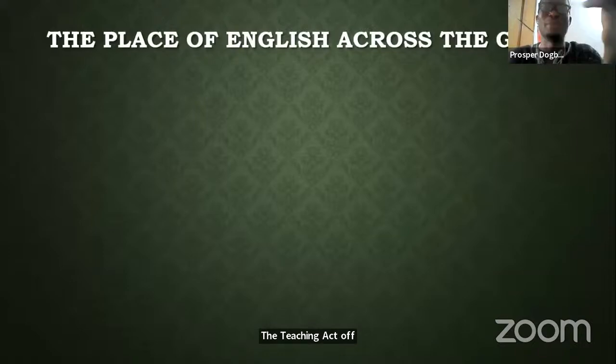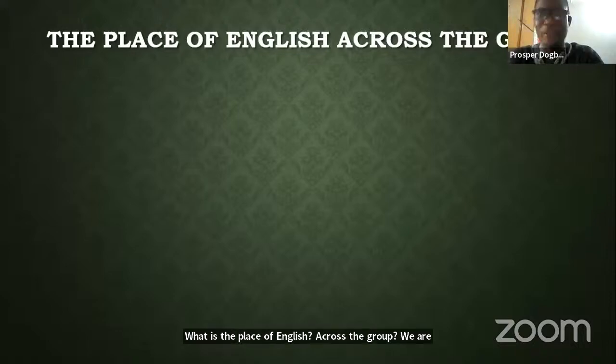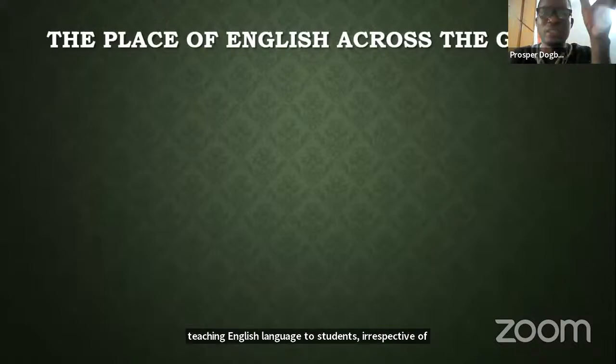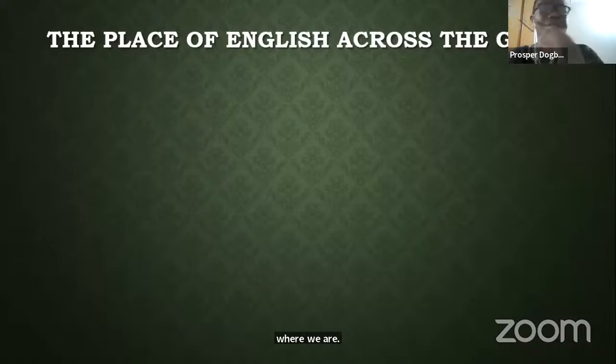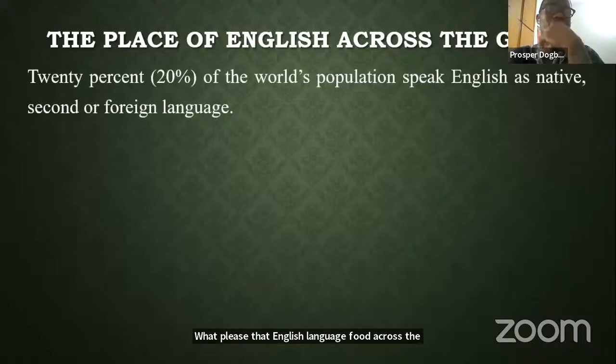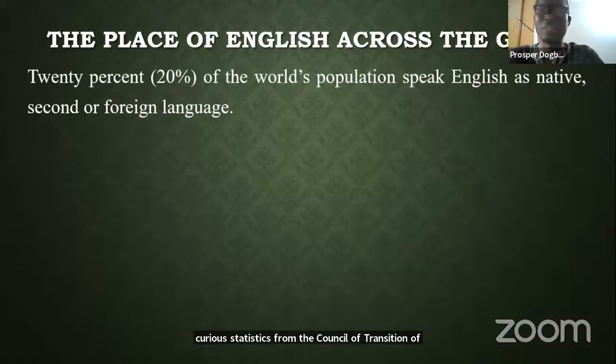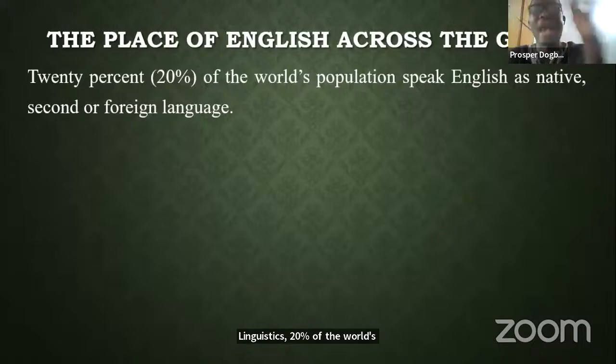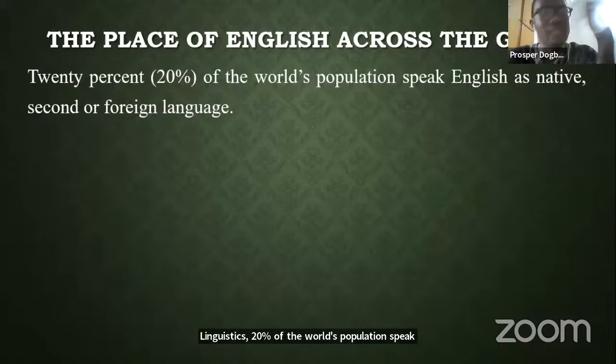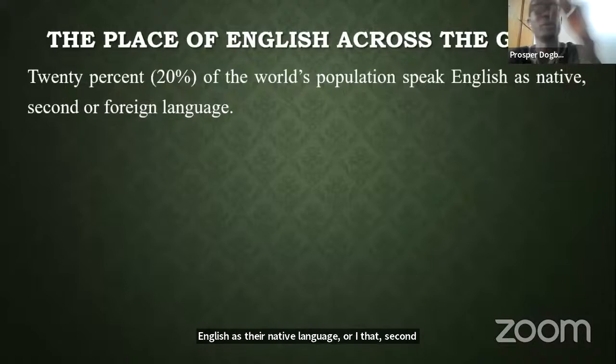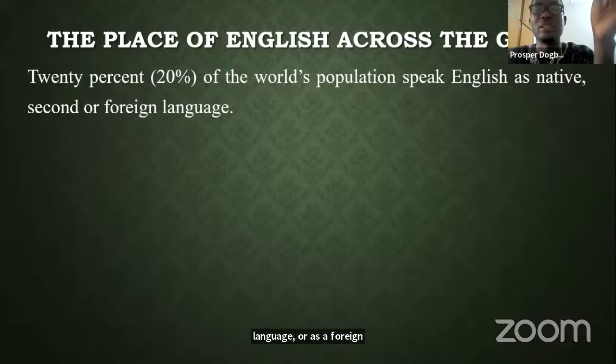Now, our second objective, what is the place of English across the globe? We are teaching the English language to students, irrespective of where we are. What place does the English language hold across the globe? So, a few statistics from the Council of Association of Linguistics. 20% of the world's population speak English as their native language or as their second language or as a foreign language. So there are three categories in which you can put the English language.